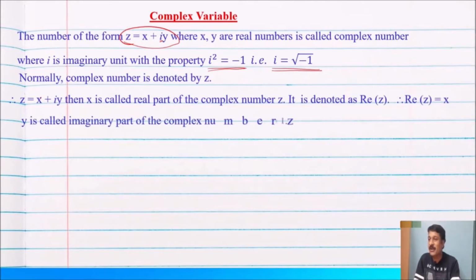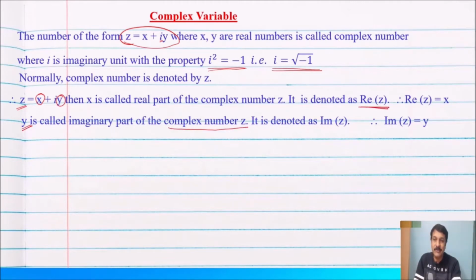Then x is called the real part of this complex number z and y is called the imaginary part of this complex number z. The real part is denoted by Re z. Therefore, real part of z equal to x in this case, and imaginary part, Im z, is equal to y. So note that if we consider z equal to 2 plus 3i, so what is the real part? 2, and the imaginary part is 3.